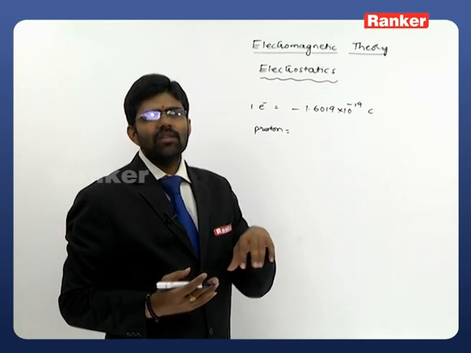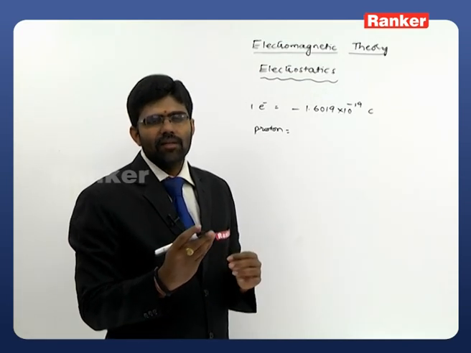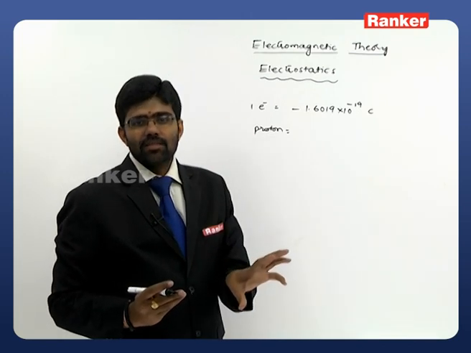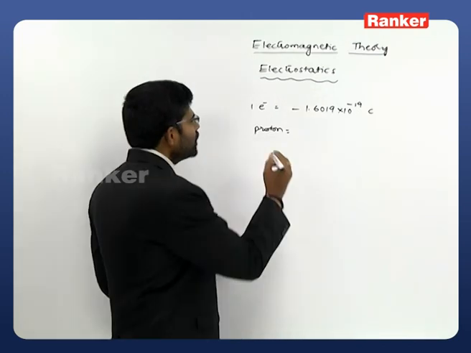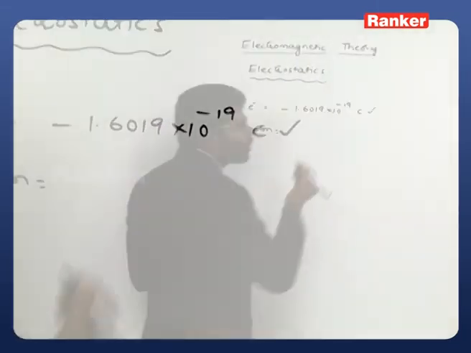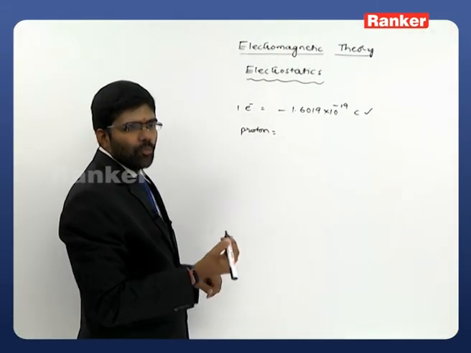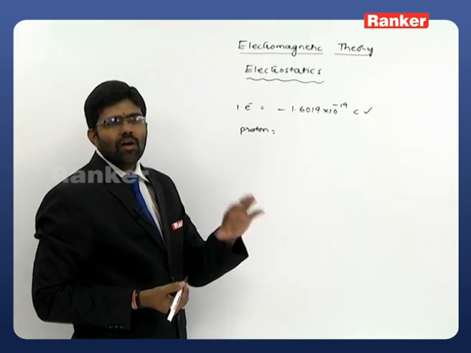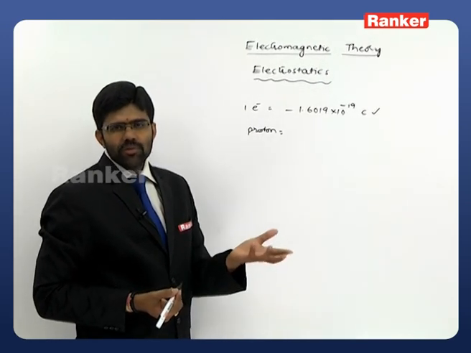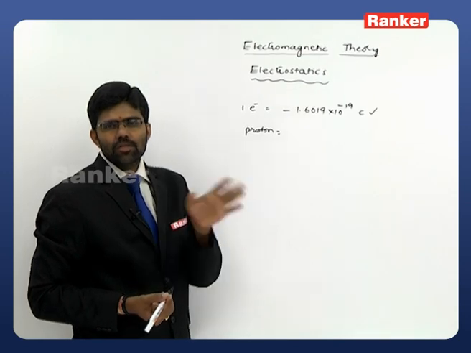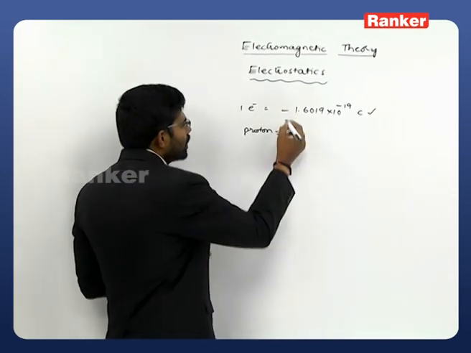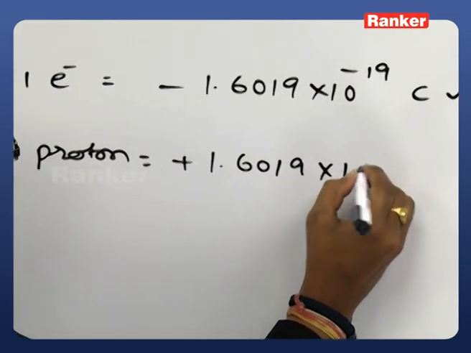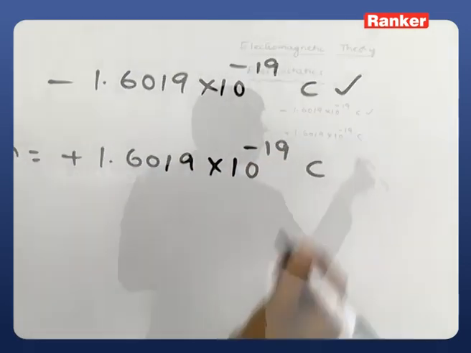For our convenience, we will take small numbers like 2 Coulomb, 3 Coulomb, 5 Coulomb. But in most practical cases, the charge will be a multiple of this particular quantity. In the same way, a positive charge is called a proton. In practice, the proton is the absence of an electron. We always take the absence of an electron as positive charge, exactly opposite to this one, that is minus 1.6019 into 10 power minus 19 Coulomb.